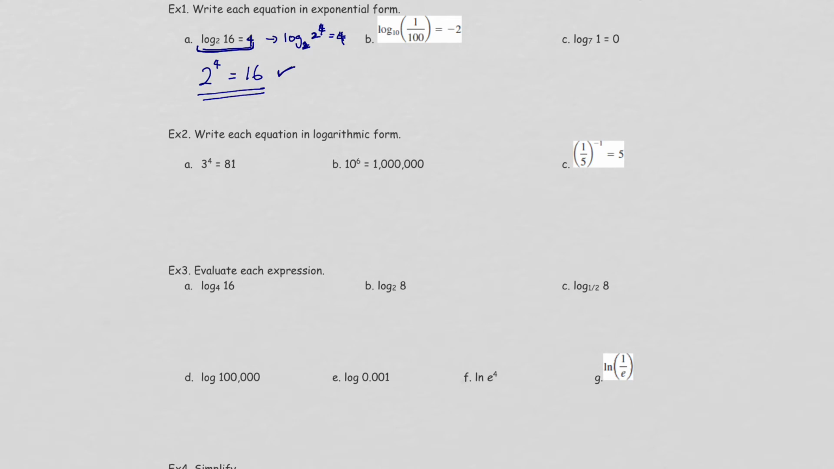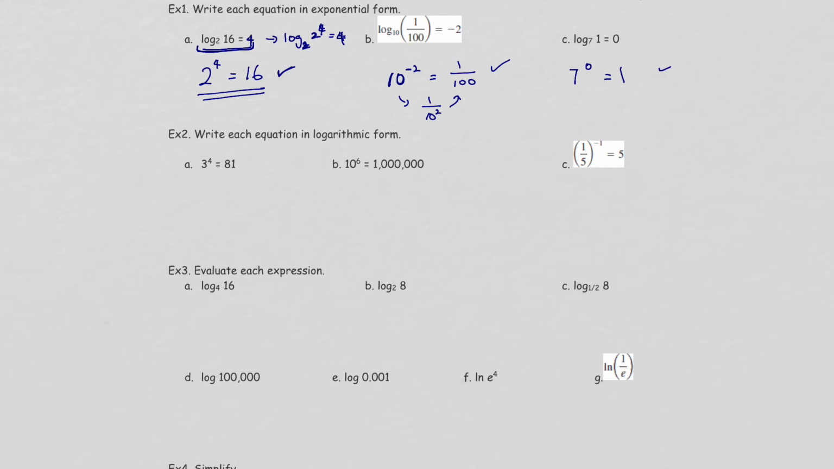This one to the exponential will be 10 to the negative 2 equals 1 over 100. And we know that's also true. This negative makes the base go to the denominator, right? So this becomes 1 over 10 squared, and that gives you 1 over 100. This one will be 7 to the 0 exponent equals 1, and we know that's also true, right?